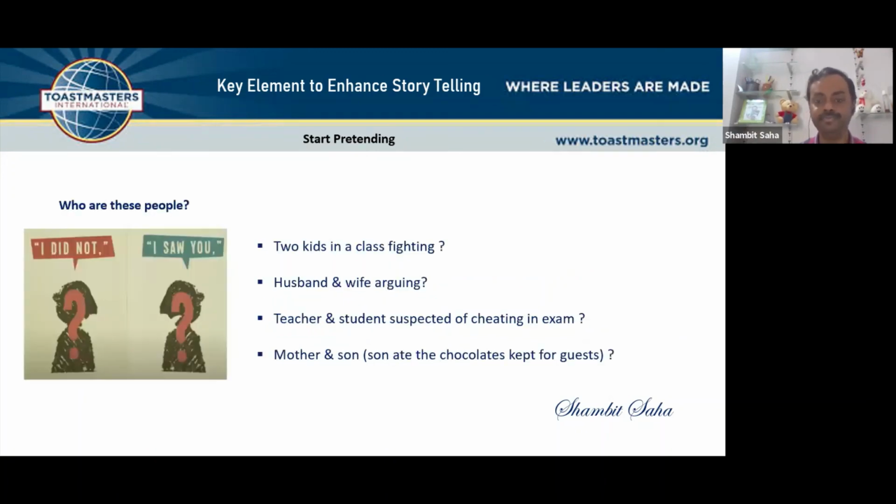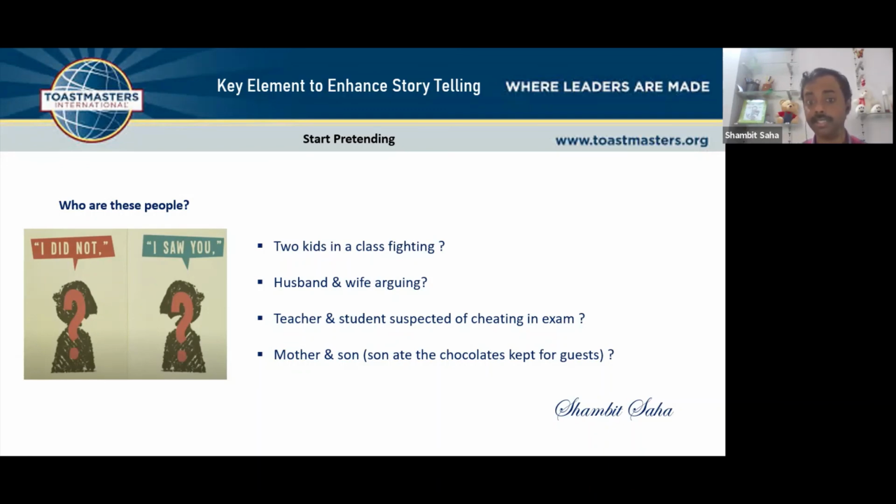I'll give you a demo. First person says, "I did not." Second person says, "I saw you." Now, who are these two persons? Now you need to start pretending. Maybe two kids are fighting in the class. The first kid says, "You started the fighting." And the second kid, "No, I did not." "I saw you."